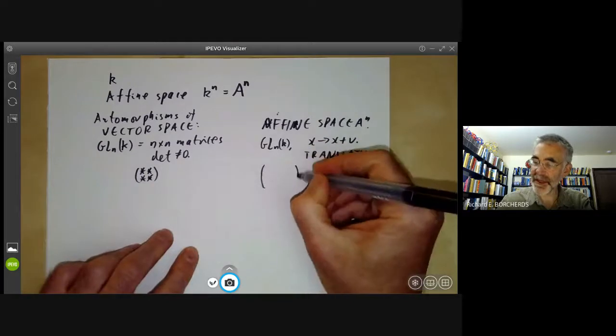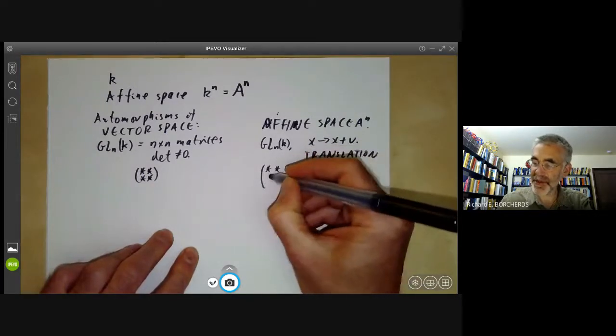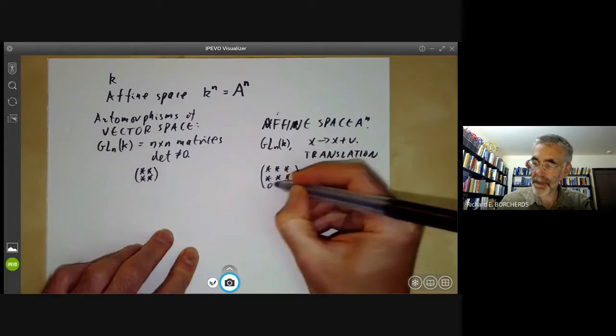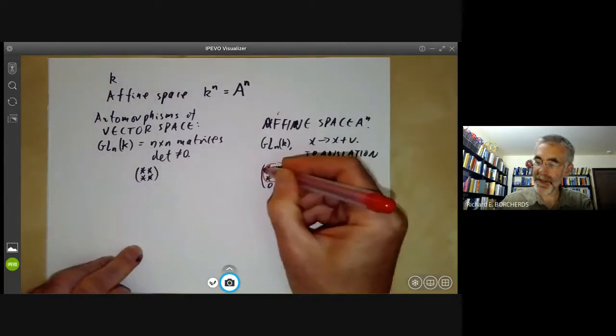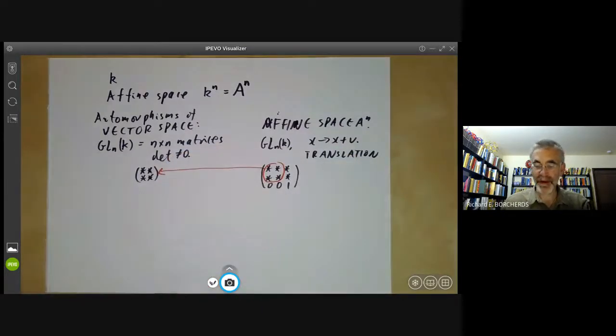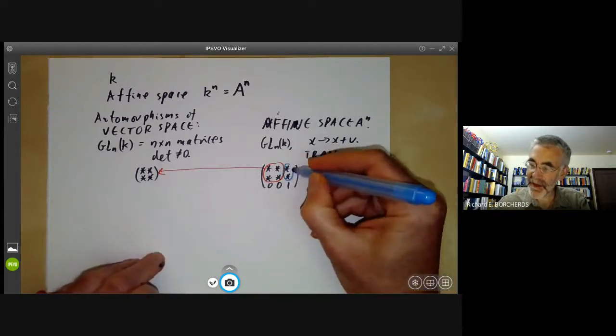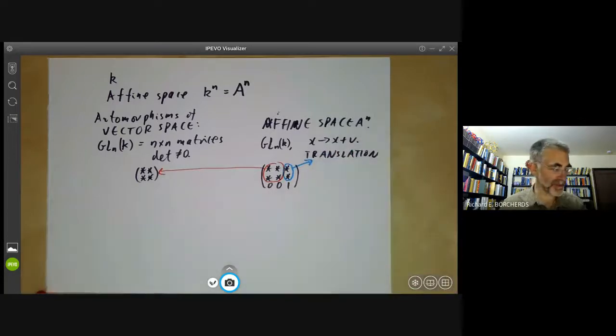And it can be pictured as the group of matrices of the following shape, where this bit here in the top left corner are just the automorphisms of the corresponding vector space, and this bit here corresponds to translations. So the difference is, roughly speaking, that a vector space has an origin, and an affine space is kind of like a vector space, except you've forgotten what the origin is.